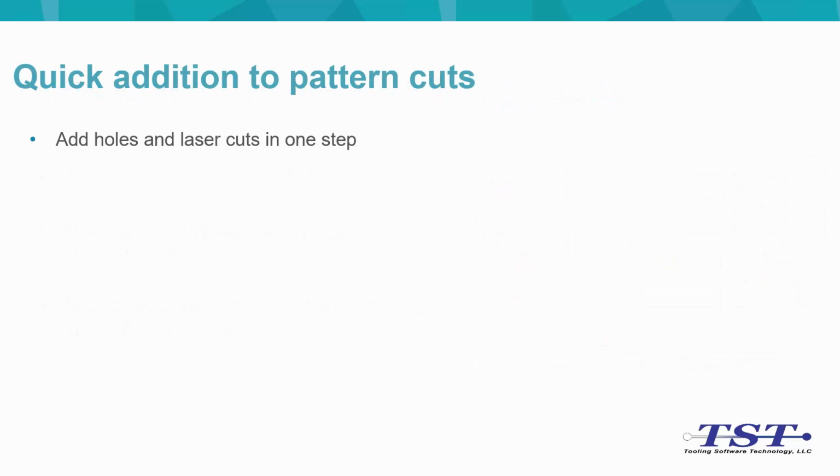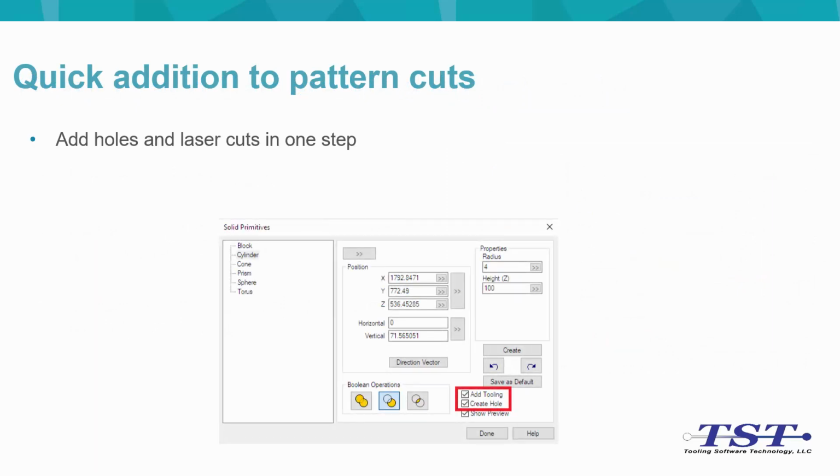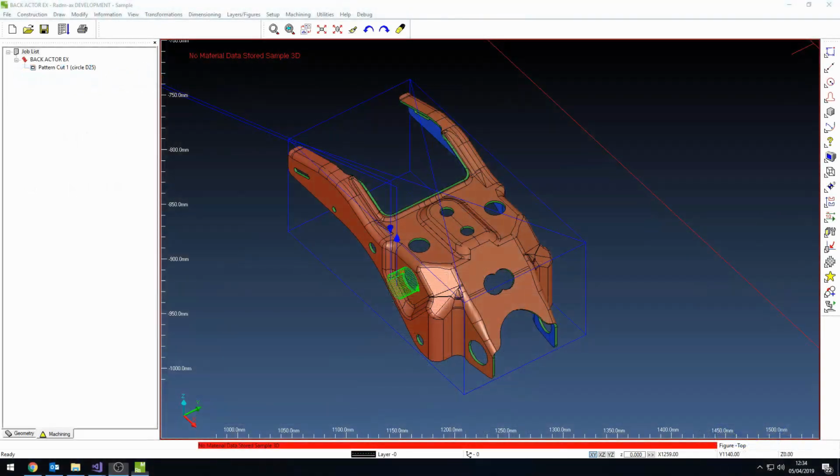There's now also a quick addition to pattern cuts. So this allows you to add holes and laser cuts within the one easy step. So when you go into the 3D menu and you go into the solid primitives, this allows for quick changes to the part, which also allows you to add the tooling or the cutting to that as well. So here we'll have a video just showing this in action.